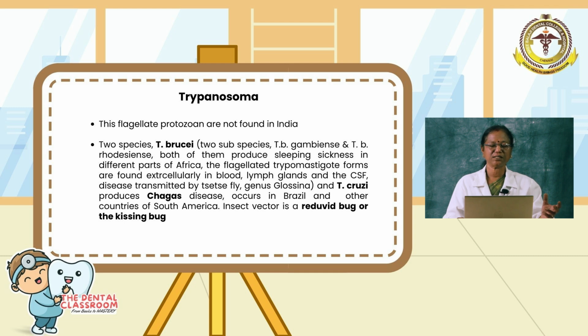This transmits the disease. And another important species is Trypanosoma cruzi. This produces Chagas disease, which occurs in Brazil and other countries of South America. The insect vector for this disease is the reduviid bug, otherwise called the kissing bug. So this can also be asked as an MCQ, which vector causes Chagas disease. It is the kissing bug, while sleeping sickness is caused by Glossina, the tsetse fly. These are the two different vectors. So these questions can be asked in the NEET examination.